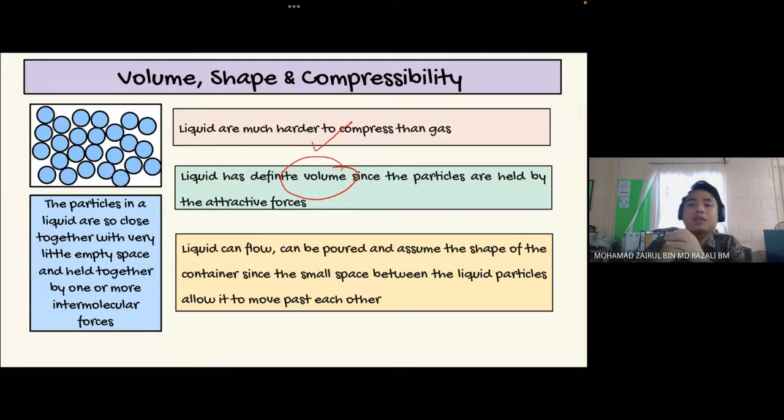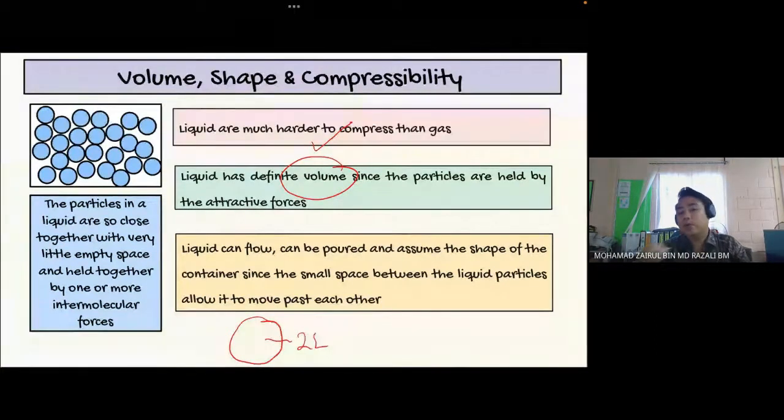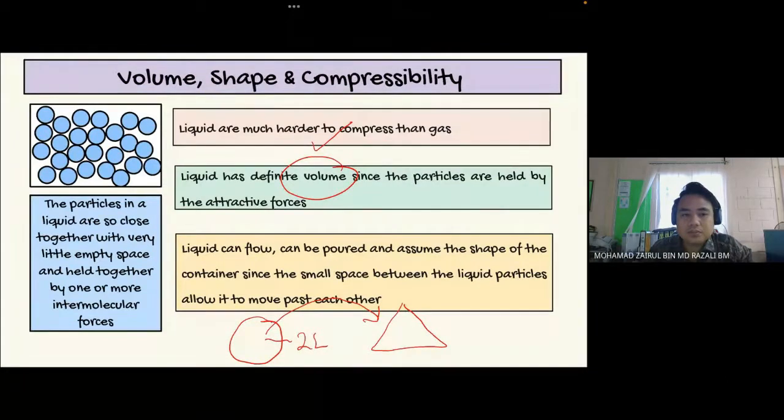Okay, tapi liquid yang bagus, dia boleh flow, can easily flow and can be poured into another container. Dan shape dia akan follow the shape of the container lah. So for example kalau saya ada bekas yang berbentuk bulat, dan ni saya ada 2 liter liquid. Kalau saya transfer semua ni ke dalam bekas yang segitiga ni, volume dia berubah tak? Tak. Volume tak berubah. So volume ni masih 2 liter.